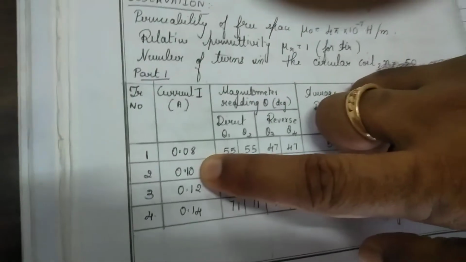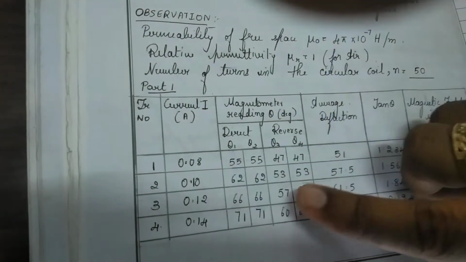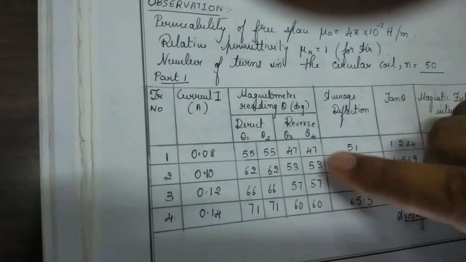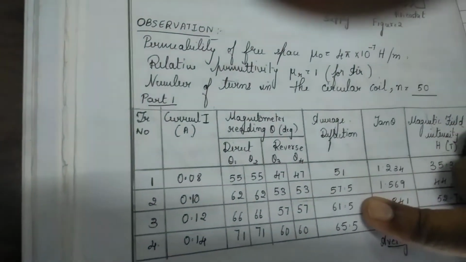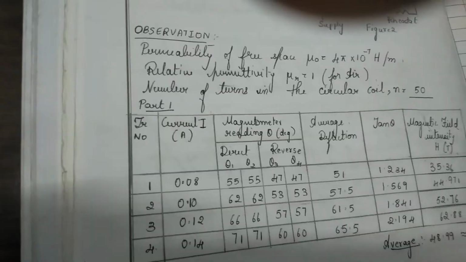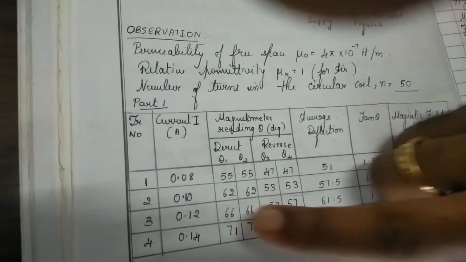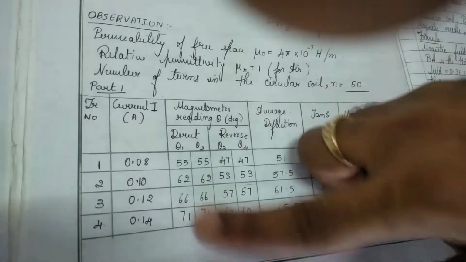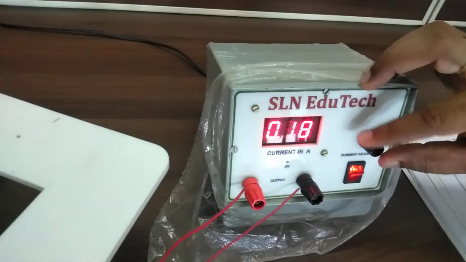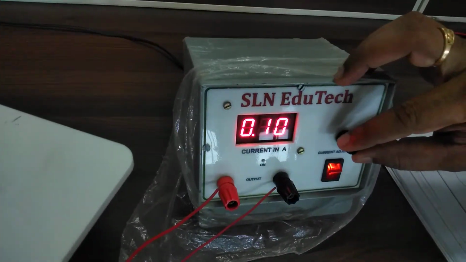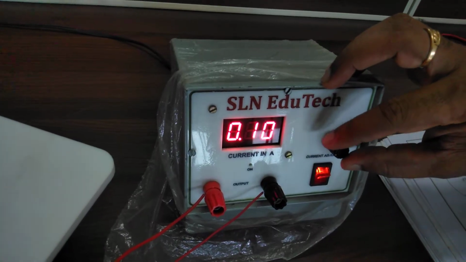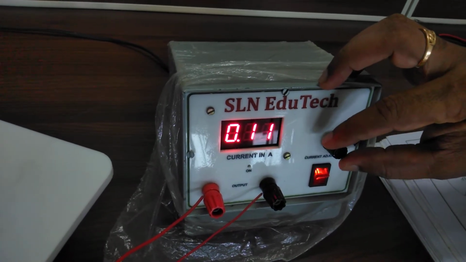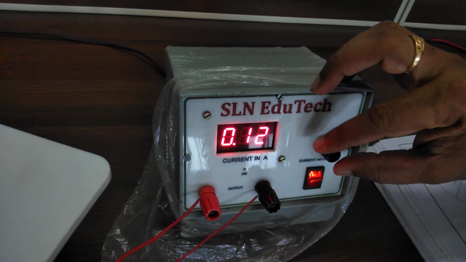Similarly, let us do the experiment for 0.10. Set the current as 0.10 and record the values of theta 1, theta 2, and similarly theta 3, theta 4. Calculate the average deflection and tan theta, and similarly calculate the magnetic field intensity. Next, go for 0.12 and 0.14. Similarly, you can get the values of theta 1, theta 2, etc. So 0.08, then 0.10, next you go for 0.12.